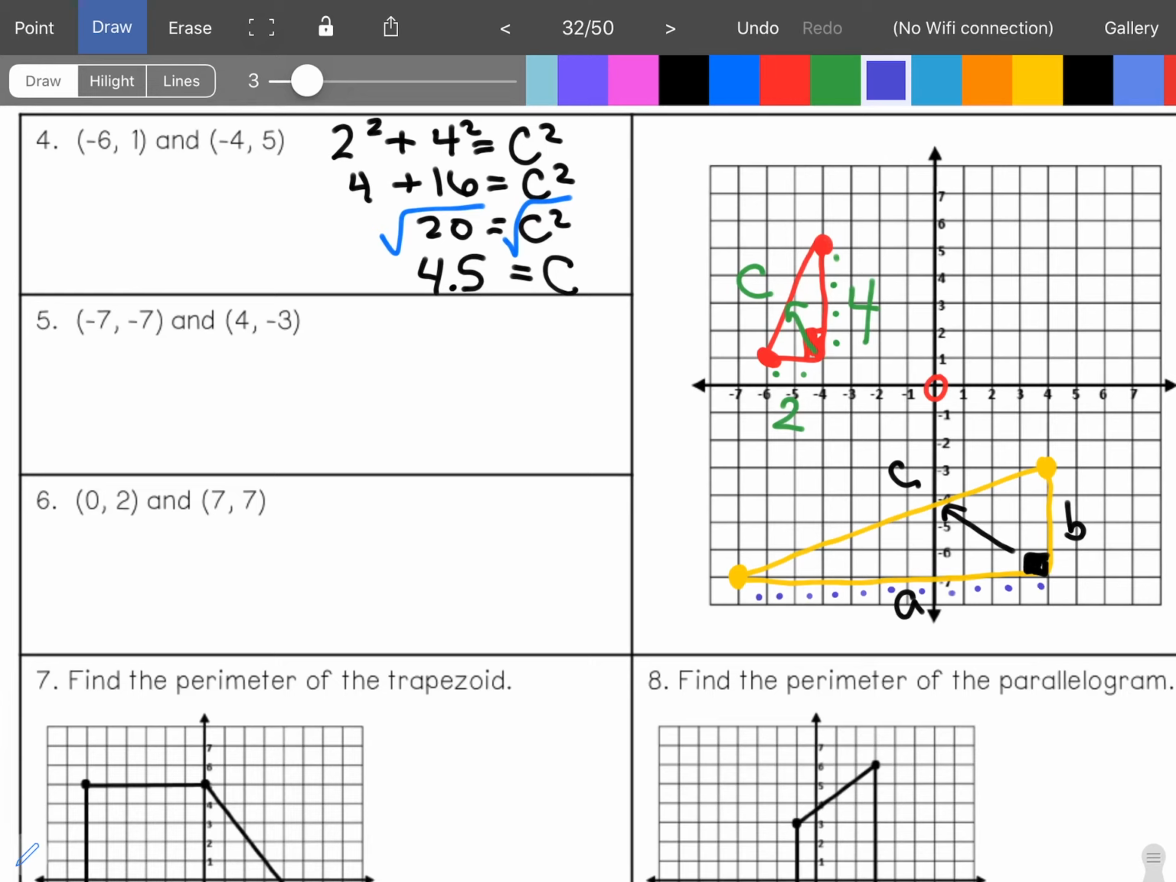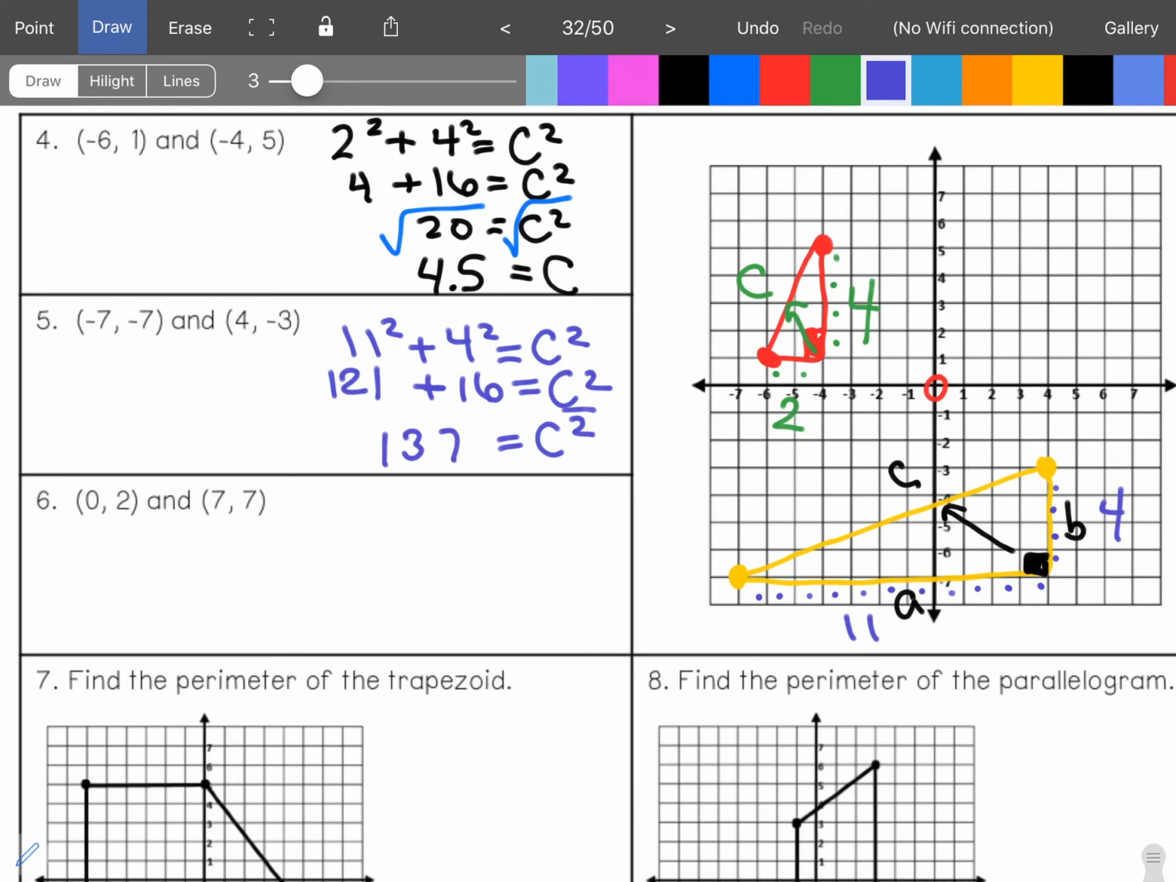Looks like 11. And the height, 4. So 11 squared plus 4 squared equals c squared. 11 times 11 is 121. 4 times 4 is 16. 121 plus 16 is 137. Take the square root. 11.7 is your C.